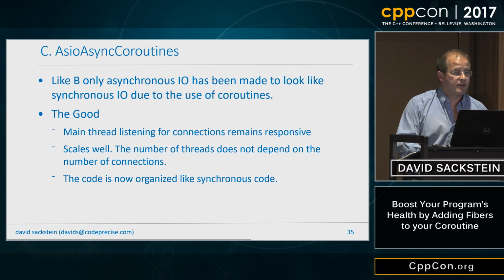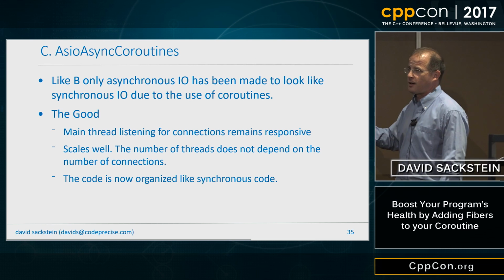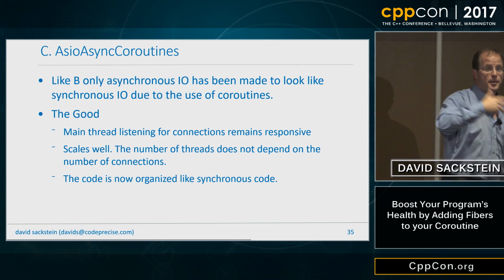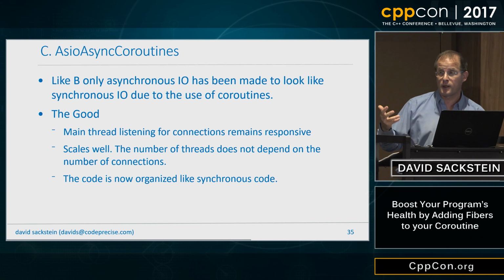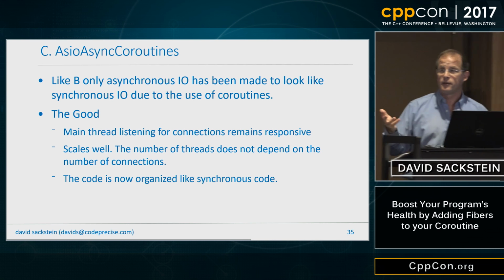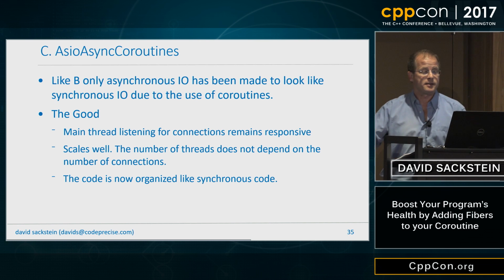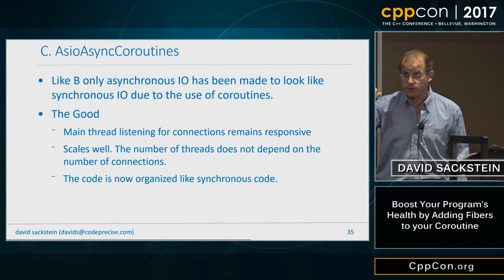Okay, so what do we have here? We have all the good advantages of a responsive API, an API that scales well, an implementation that scales well because I'm not generating a thread for every connection. And now the code is organized like synchronous code.